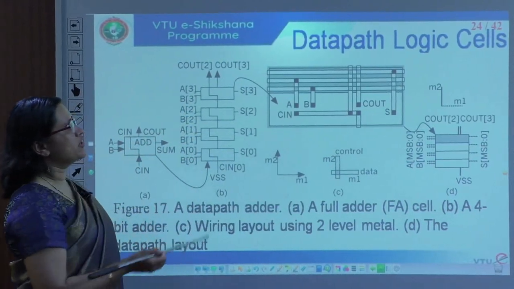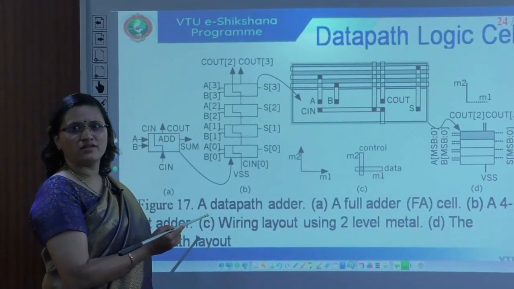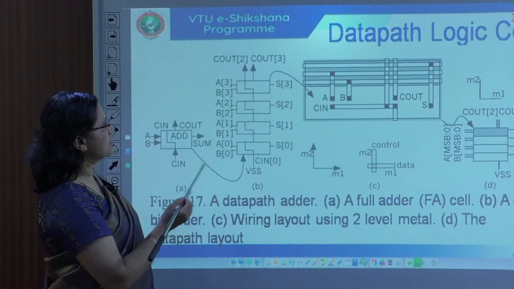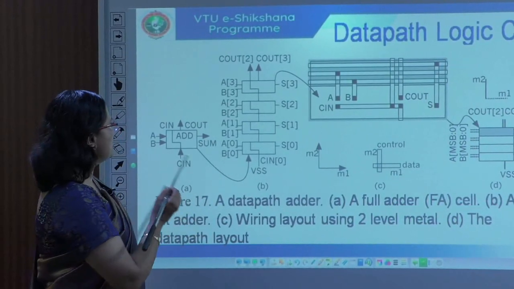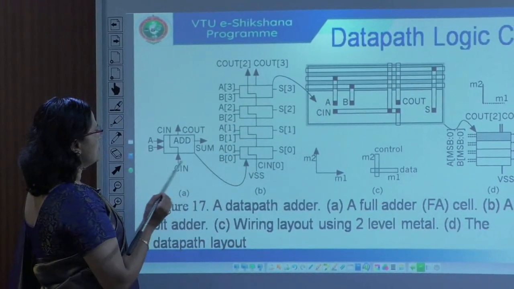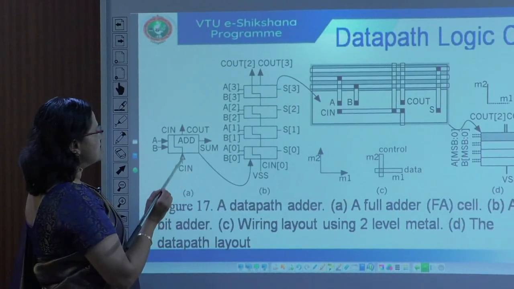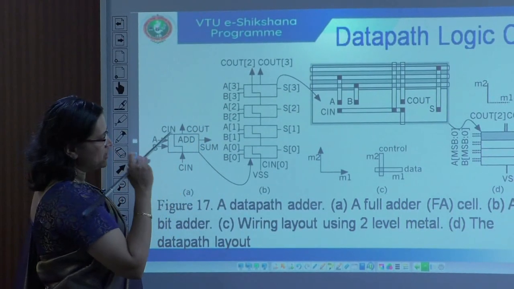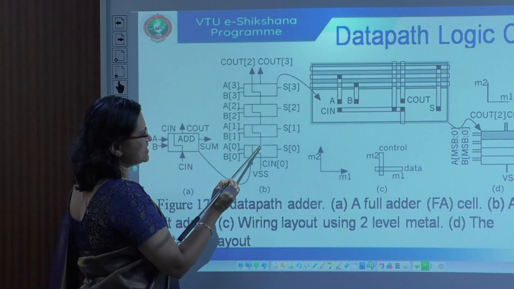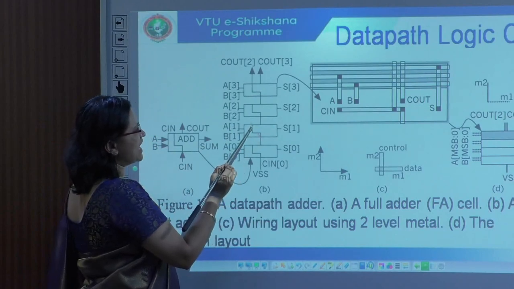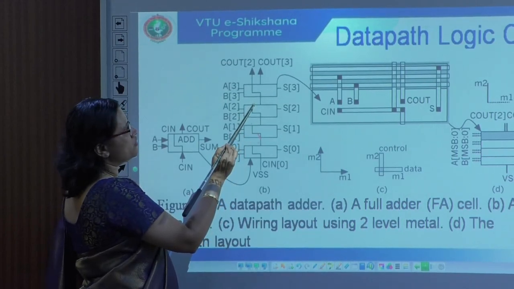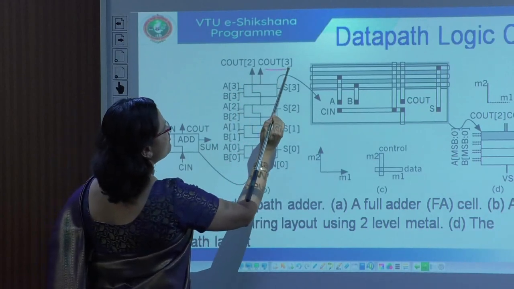Next we go in depth into the data path logic cells. I'll give a brief introduction about the ripple carry adder. This is a 4-bit ripple carry adder. There is an input Cin. See how the ripple carry adder works: the previous carry output is serving as an input to the next stage. This carry output serves as a carry input to the next stage. Again, the previous carry output serves as the carry input to the next stage. So we get this final Cout.